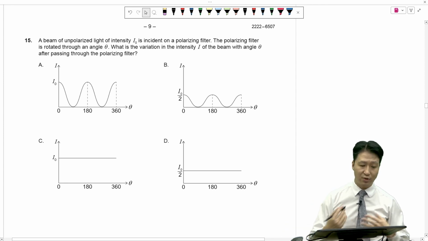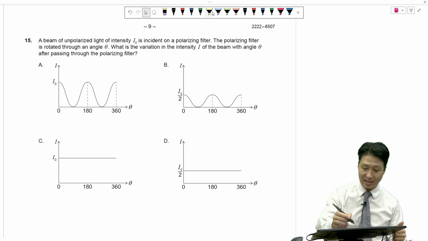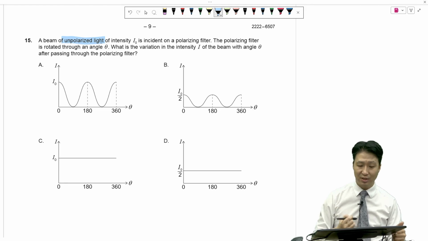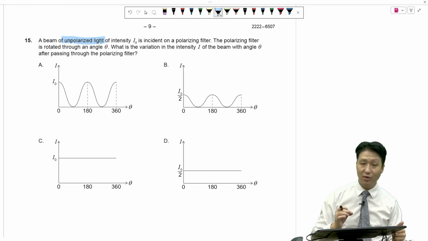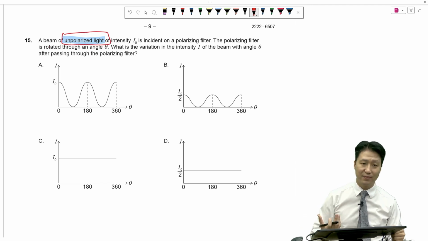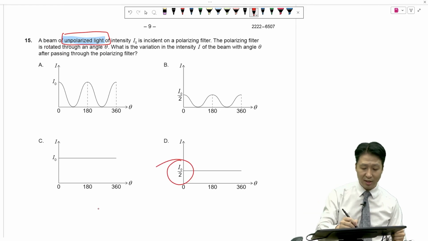In number 15, the question reads, a beam of unpolarized light, and I'm going to highlight this, unpolarized light, of intensity I sub 0 is incident on a polarizing filter. The polarizing filter is rotated through an angle of theta. What is the variation in the intensity I of the beam with the angle theta after passing through the polarizing filter? Now, the reason I highlighted the unpolarized light is that if it's unpolarized, changing the angle of the filter is not going to do anything. It will always be the same intensity. Unpolarized light going through a filter will always give you 1/2 of the intensity. The answer must be D.